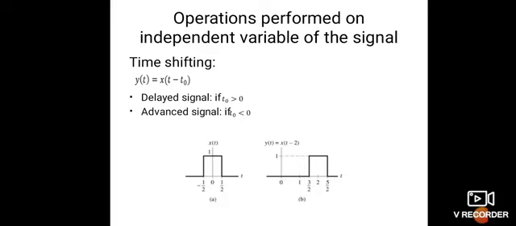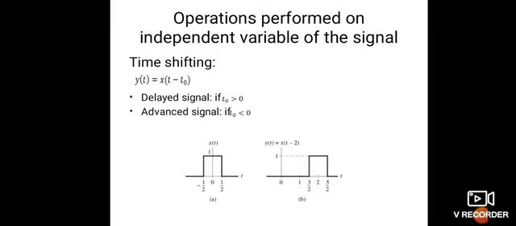In the following figure A, I am showing one signal x(t) which is from minus half to plus half, and the amplitude is from 0 to 1. So here the signal starts from minus half and ends at plus half. Now, if t0 is greater than 0, it is a delayed signal. Here I am taking t0 equal to 2, that means t0 has a greater value, so it is a delayed signal. Why is it a delayed signal? In that case, the signal starts from minus half.